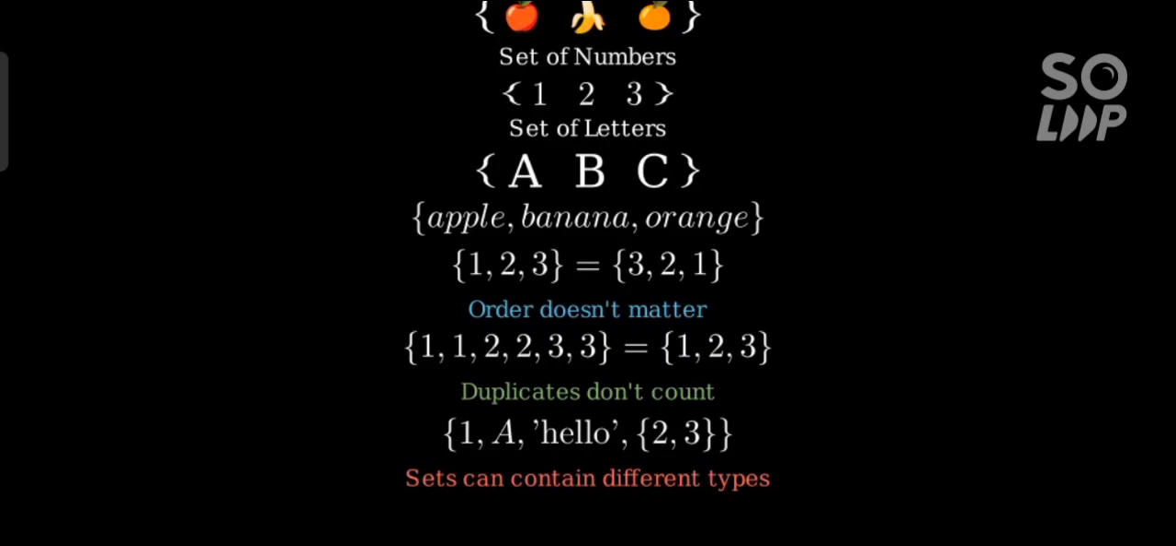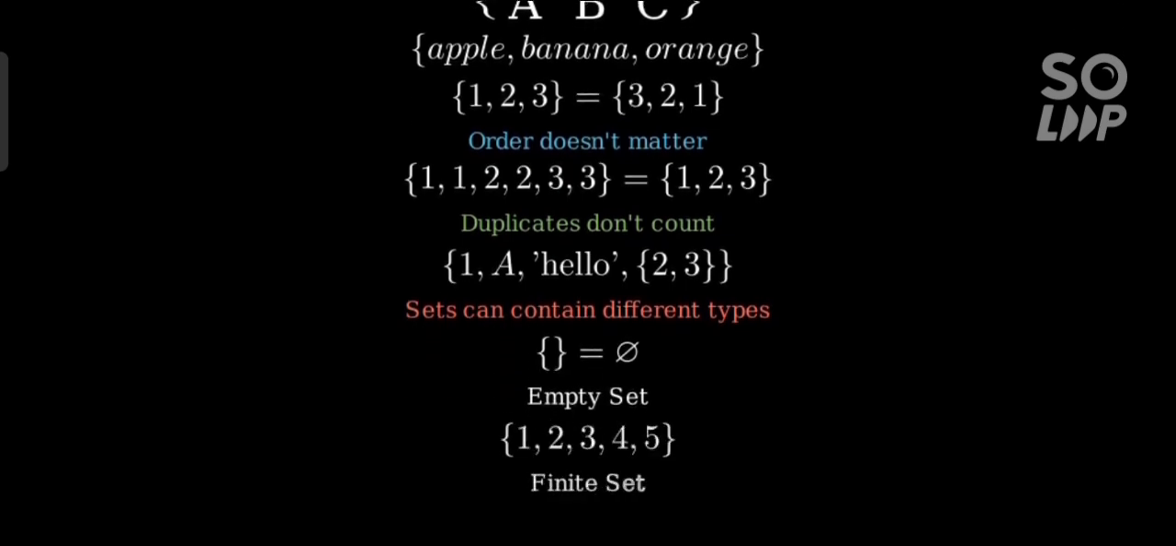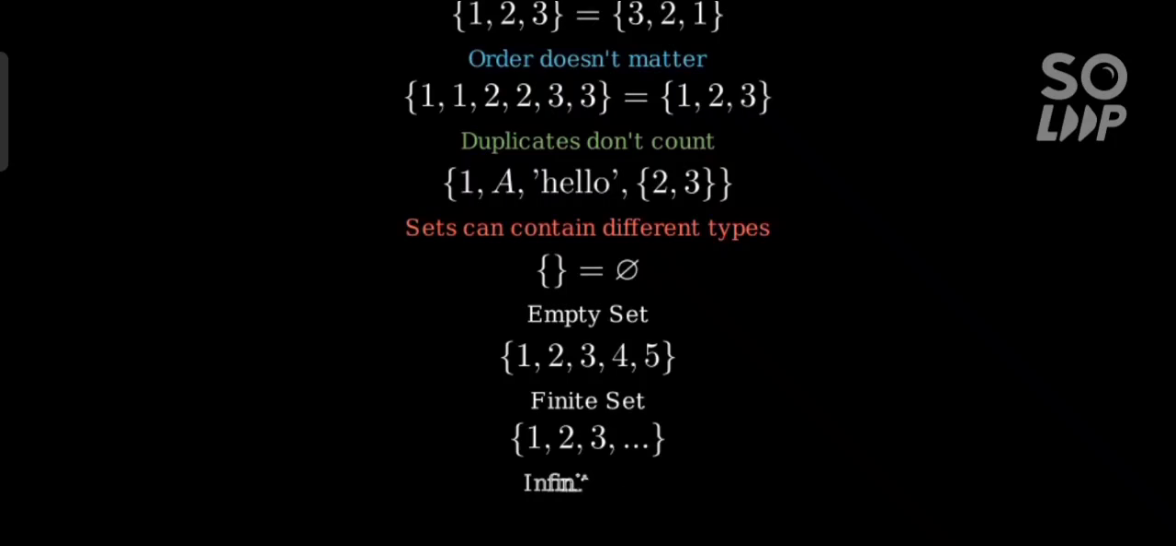Let's look at some special sets. The empty set, written as curly braces with nothing inside, or the symbol phi, contains no elements. A finite set has a countable number of elements, like our previous examples. An infinite set, like the set of all natural numbers, goes on forever.